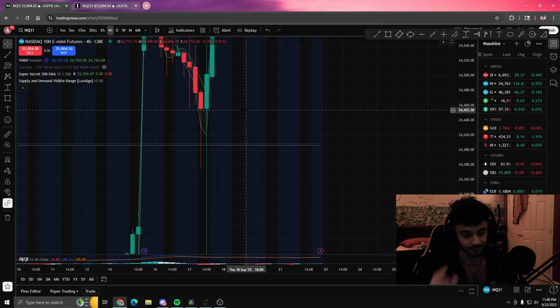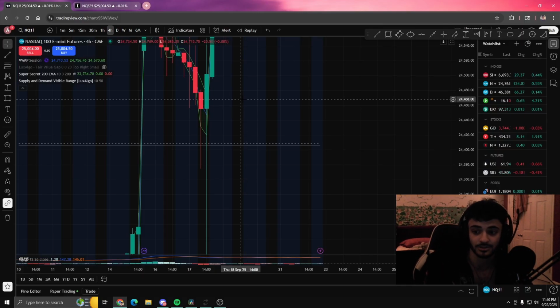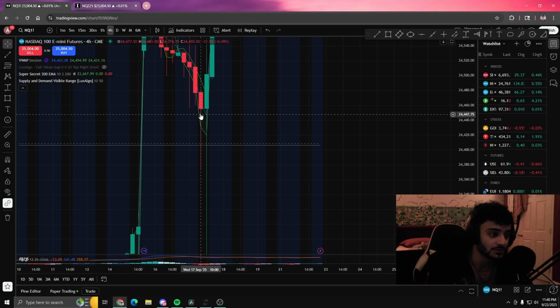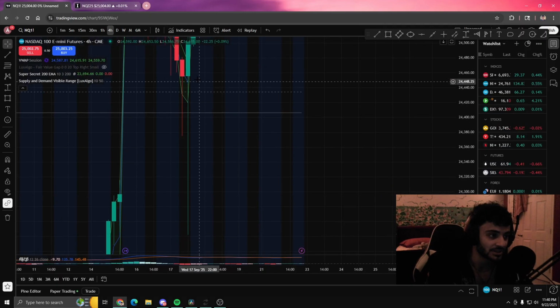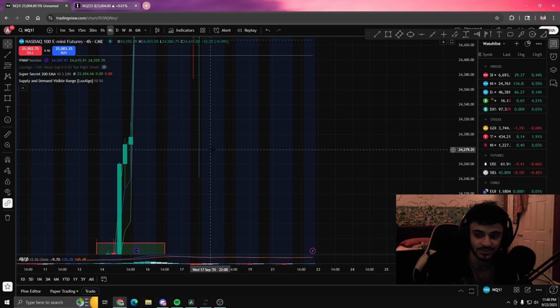Now, going back to trading psychology, this is why you never enter a trade too early, right? Because if you enter just off of that to try and get the best fill possible, you would have gotten absolutely stopped out by price here, because this candle kept going all the way down here, and it tapped into this supply zone or demand zone.